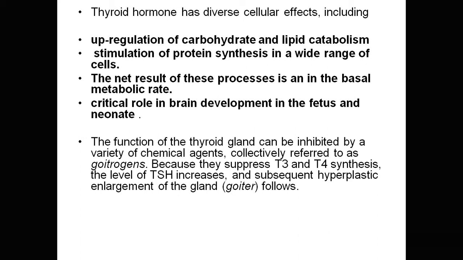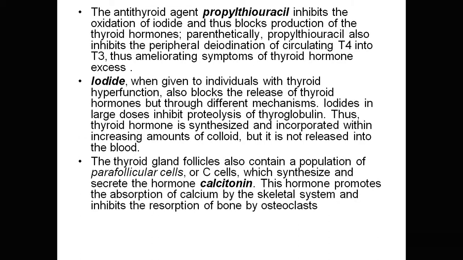The function of the thyroid gland can be inhibited by a variety of chemical agents collectively referred to as goitrogens. These substances inhibit the function of the thyroid because they suppress T3 and T4 synthesis, and the level of TSH is increased. So there is a feedback mechanism. If T3 and T4 synthesis is decreased, there is a negative feedback, so there is an increased TSH level, thyroid stimulating hormone, and subsequent hyperplasia of the thyroid gland. So the goiter will follow.